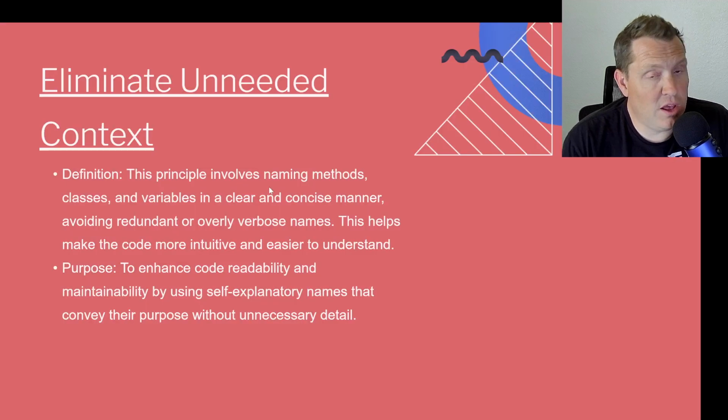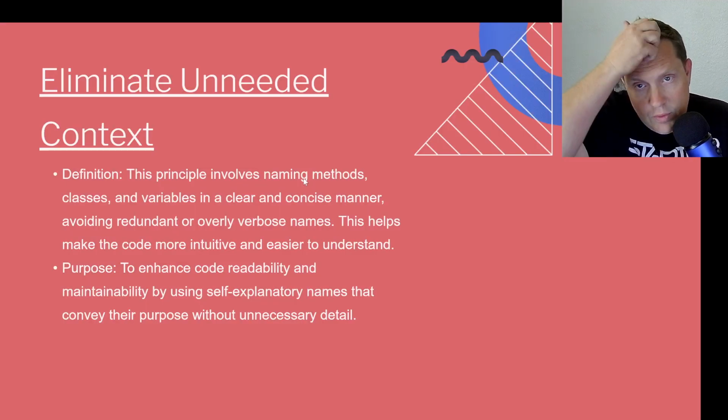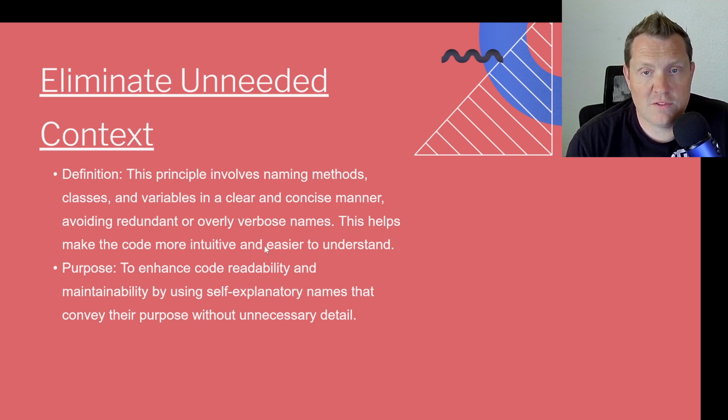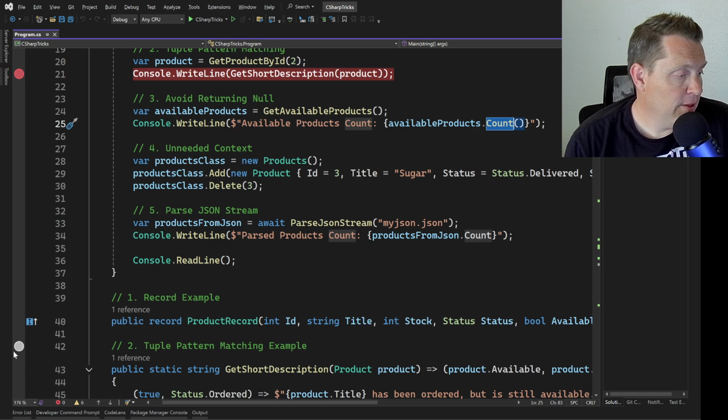Next one, eliminate unneeded context. So this principle involves naming methods, classes, and variables in a clear and concise manner, avoiding redundant or overly verbose names. This helps make the code more intuitive and easier to understand. So we want to be able to make the code readable and self-explanatory while still being able to convey its purpose. So let's take a look here.